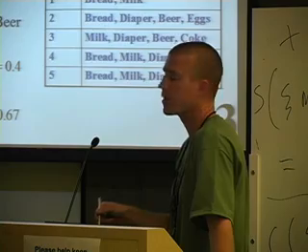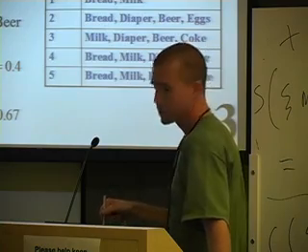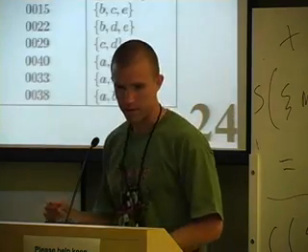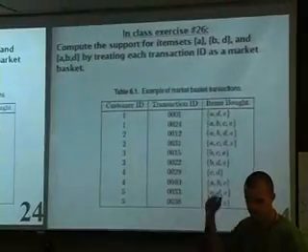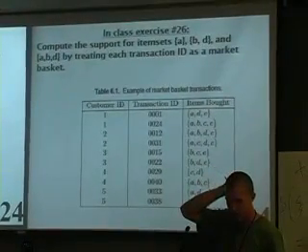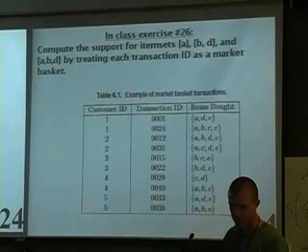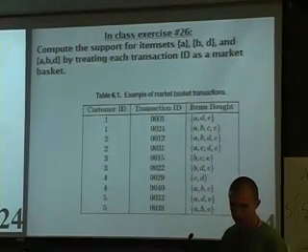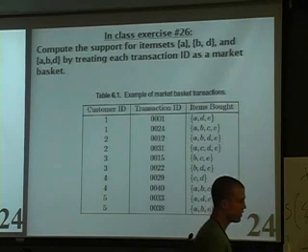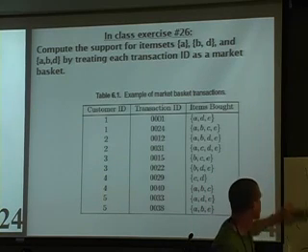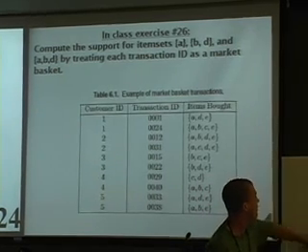Okay, so let me give one example here. I stole this one from one of the exercises, but I changed some of the letters. It says compute the support for these item sets A, BD, and ABD by treating each transaction ID as a market basket. So there is a question, right? Do you want to treat the customers as the market basket, or the transaction ID as a market basket? Both might be meaningful, right?